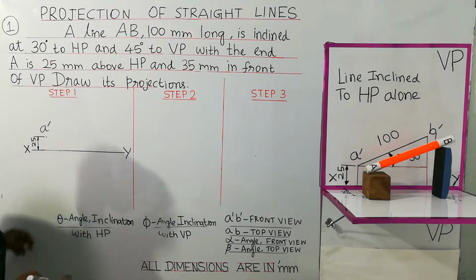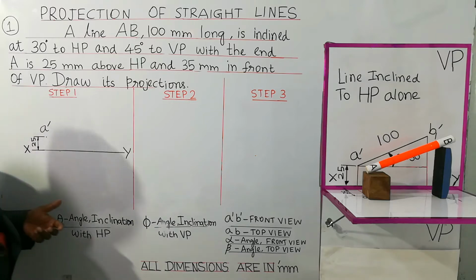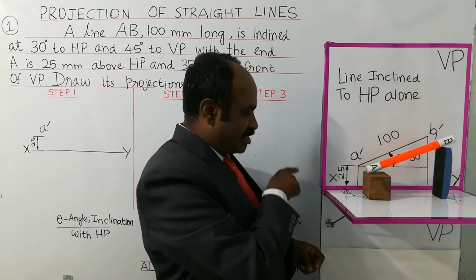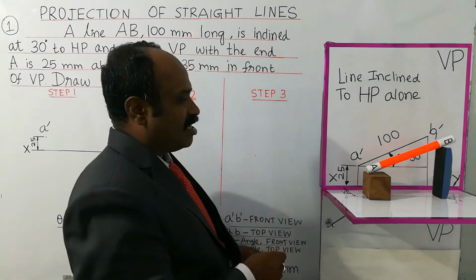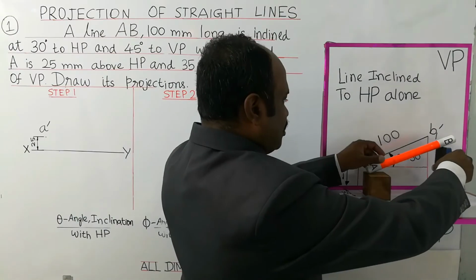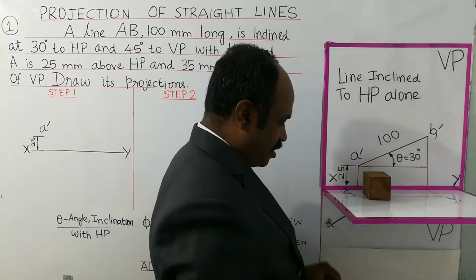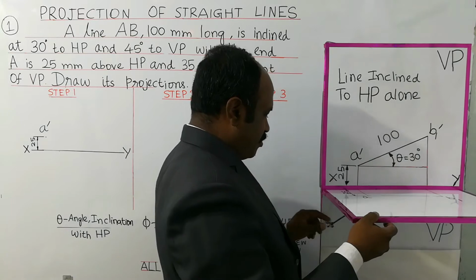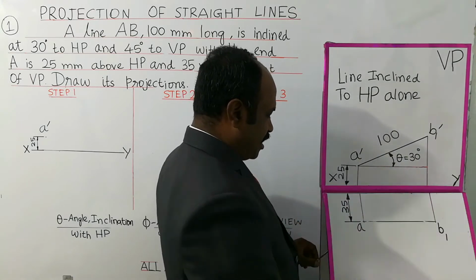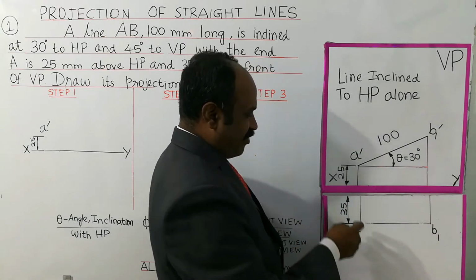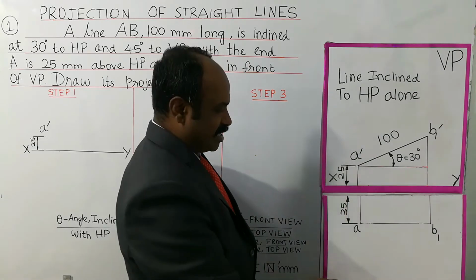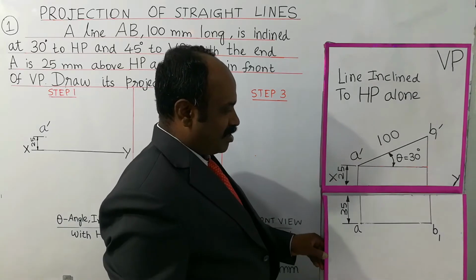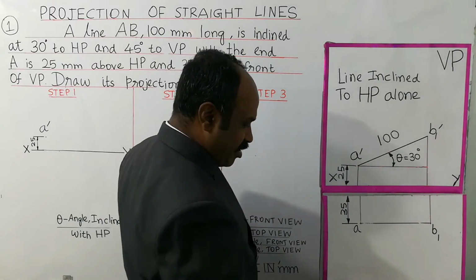After projecting on the vertical plane as A dash, as per orthographic projections, the horizontal plane is to be rotated clockwise 90 degrees. This is the direction of clockwise, and for rotating clockwise by 90 degrees, I am removing the hook provided on this horizontal plane. When I release this hook, you can see that the distance in front of VP, 35 mm, comes below the XY line. So that has to be indicated in the drawing.